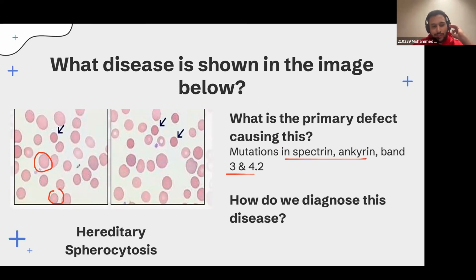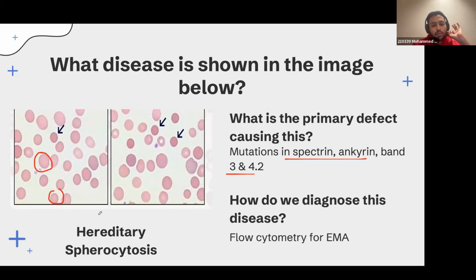Okay, I saw three different answers in chat. I'll go over every single one of these. The first one I'm going to take is fragility test. Fragility test is correct. However, it's the old test. We no longer do osmotic fragility test. So this answer is technically correct. However, there's a better answer, which is flow cytometry with EMA.